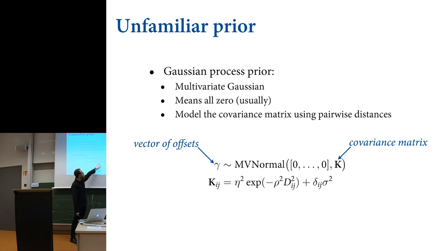And rho squared is a parameter that determines how quickly the covariance declines as the distance increases. If it's a big number, then distance doesn't have much of an effect, right? It has very little effect at all. Or proximity has very little effect at all, put it that way.